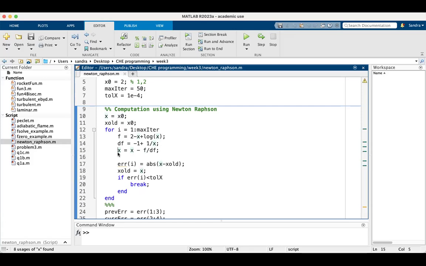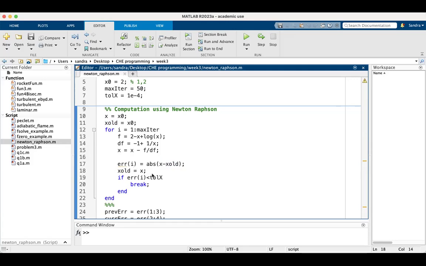Now what will be the new x value? The new x value will be x minus f divided by df, basically the function divided by the derivative of it. So you'll get the new x value. Now we can calculate the error. Error is the difference between the new x value that you obtained here and the old x value, which was initialized earlier, x minus x old. After calculating the error, you replace the x old with the new x value, so that this can be iteratively continued.